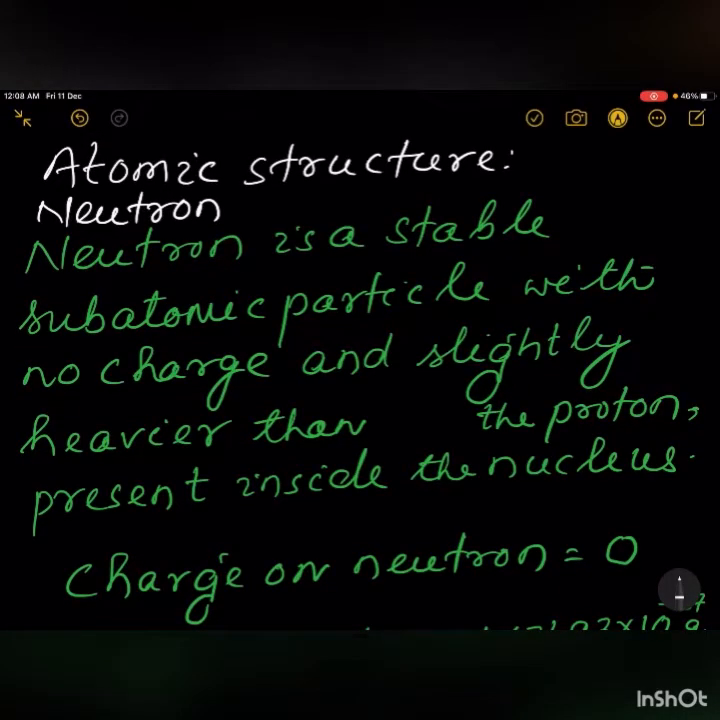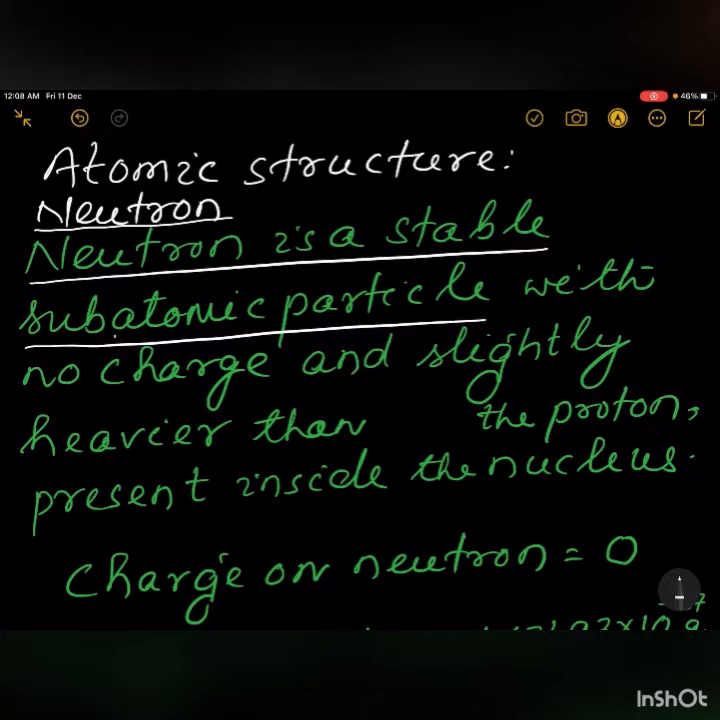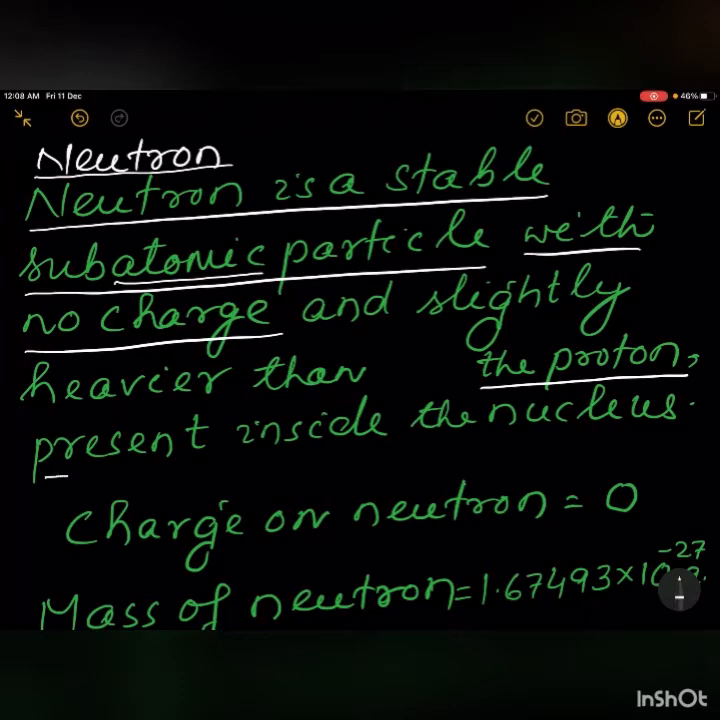Hello, in this video we'll discuss the neutron. Neutron is a stable subatomic particle with no charge. No charge means zero charge, and it is slightly heavier than the mass of a proton, and it is present inside the nucleus.